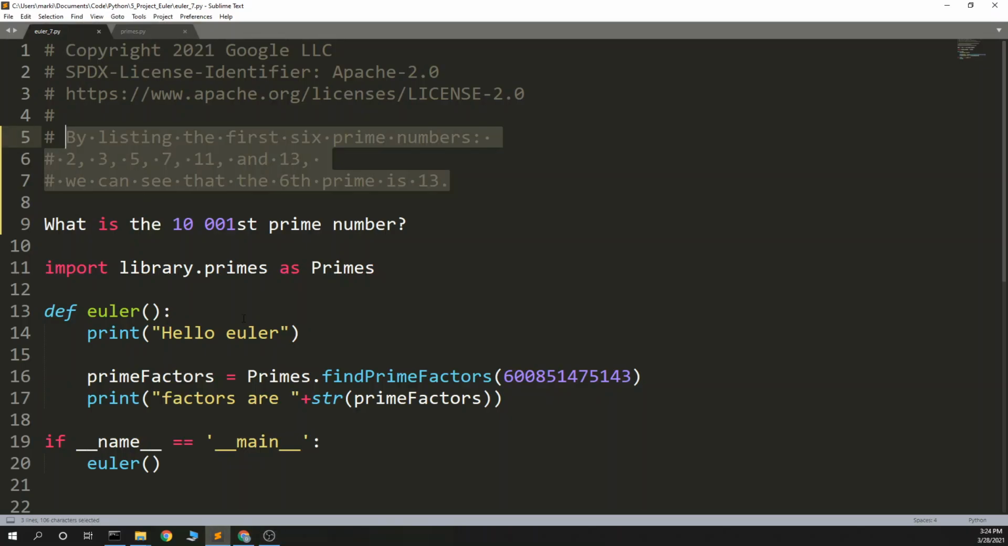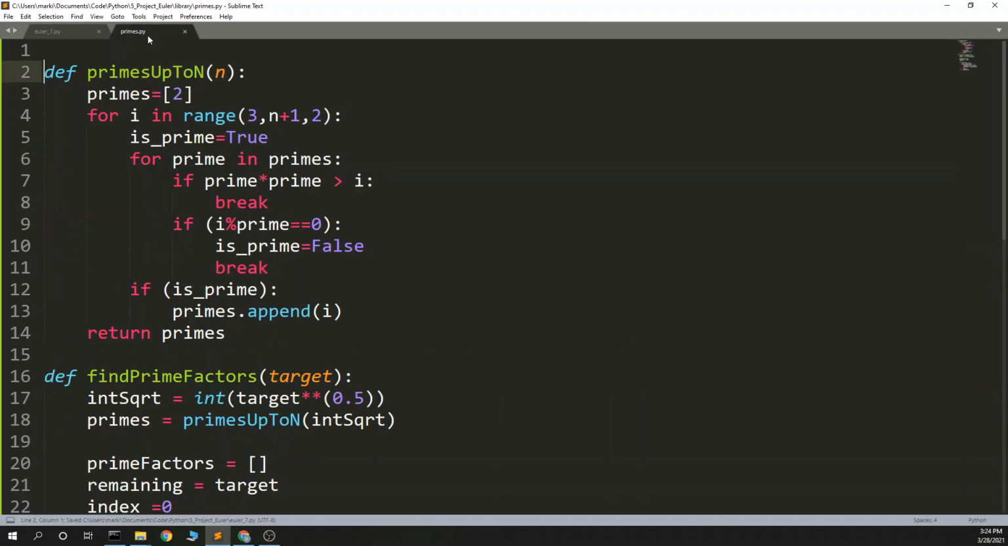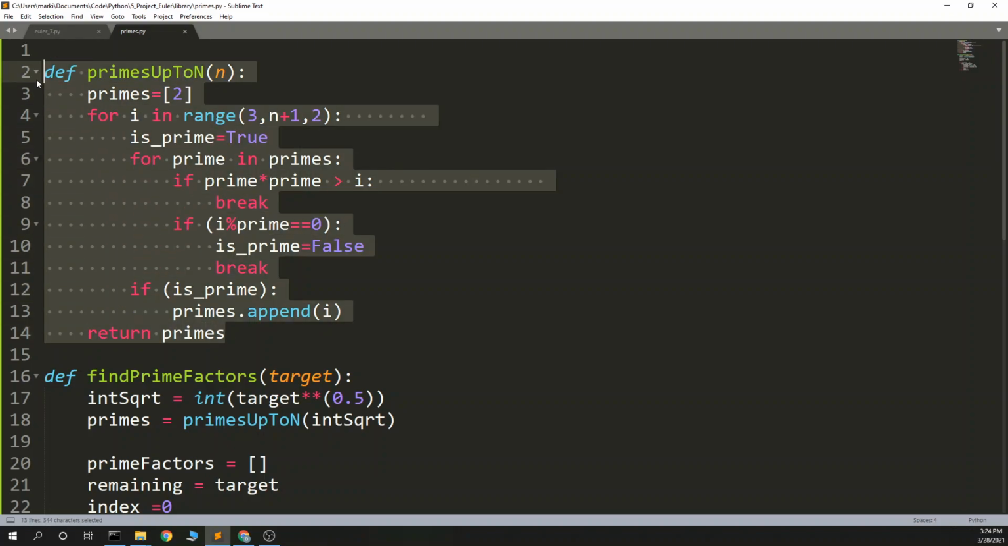So in Project 3, we did some primes. I made a little library that finds primes up to n. It also finds prime factors. I just need to have this library find up to a count instead of up to n.